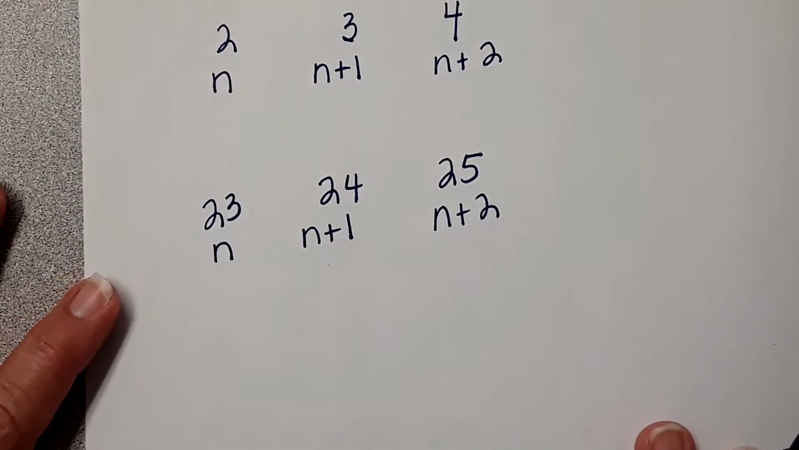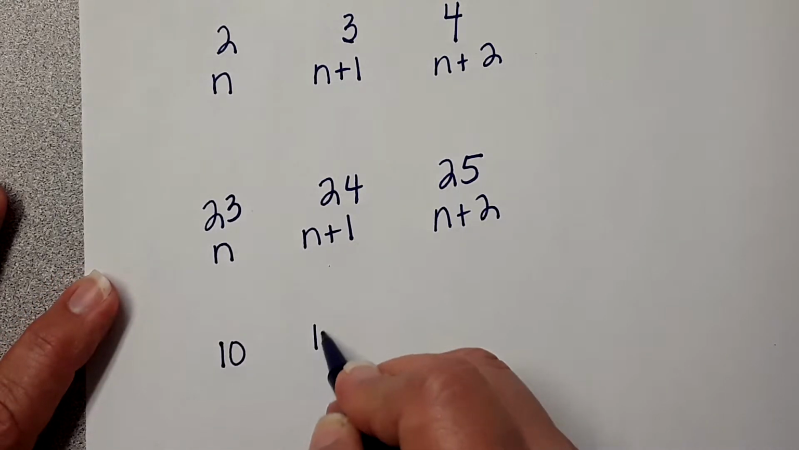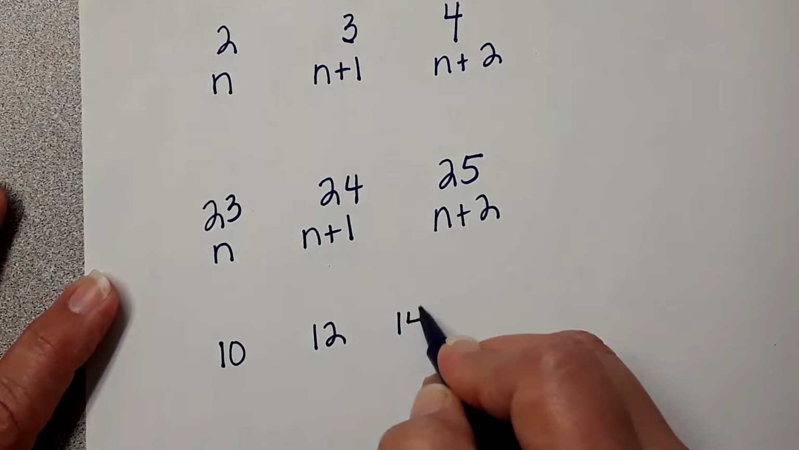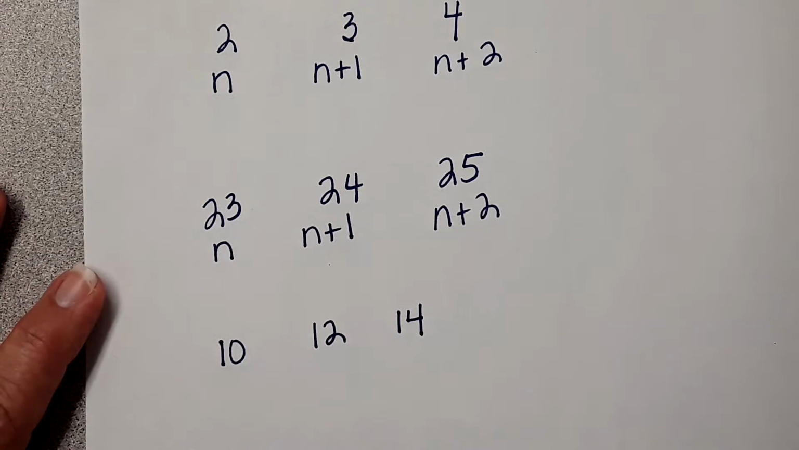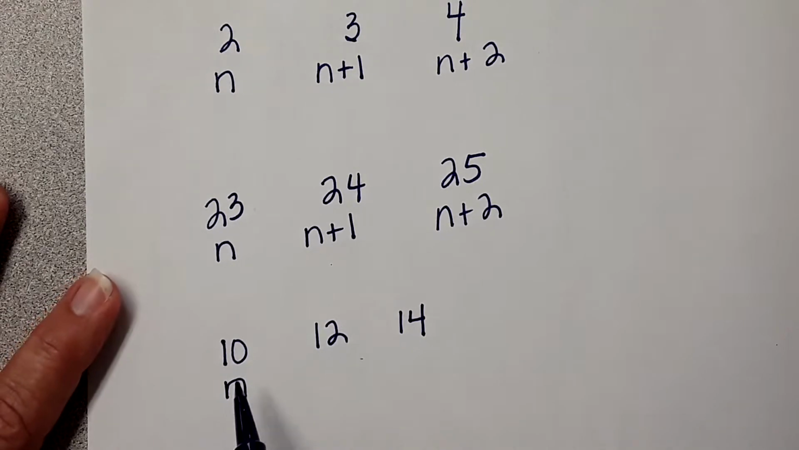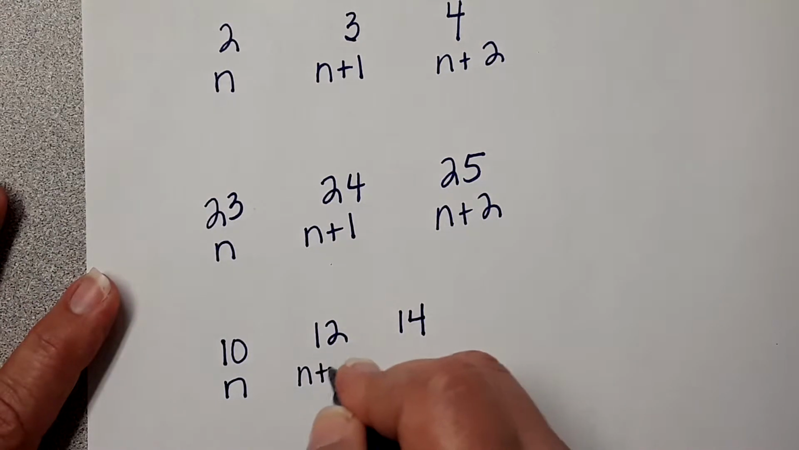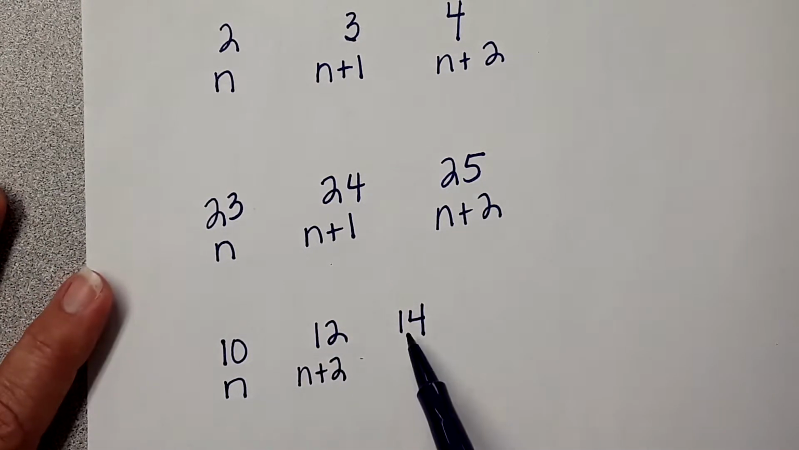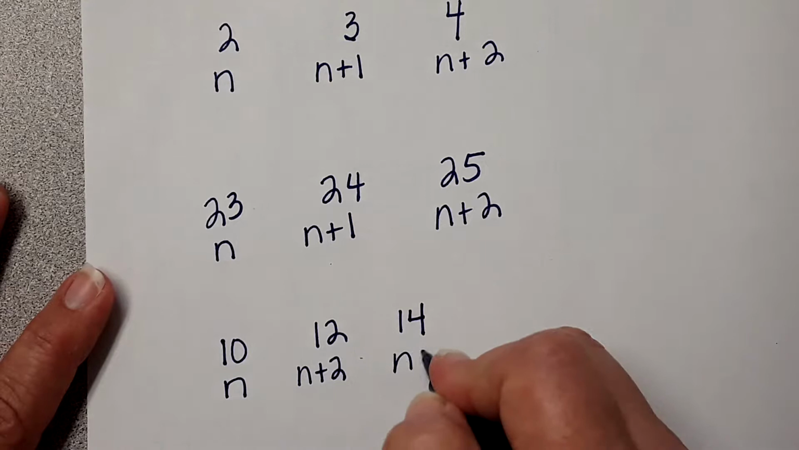Now, what happens if we have even numbers? Let's say I do 10, 12, 14, right? What am I going to call 10? N. What did I do to n to get 12? Plus 2. So I did n plus 2. What did I do to n to get to 14? Plus 4.